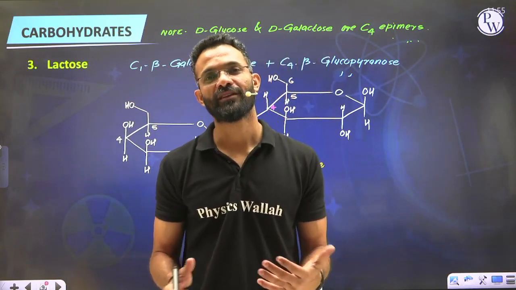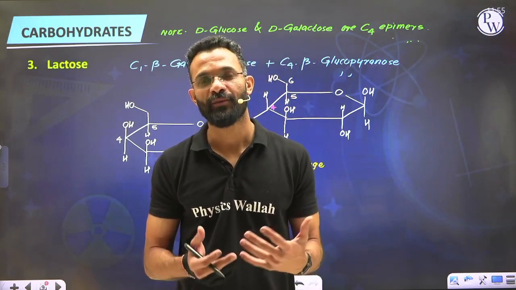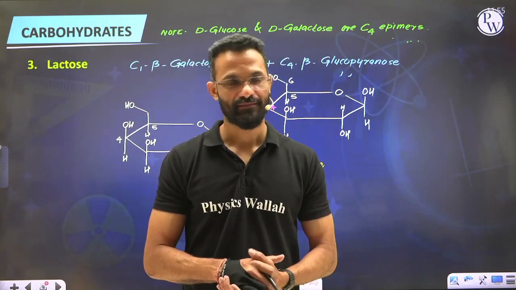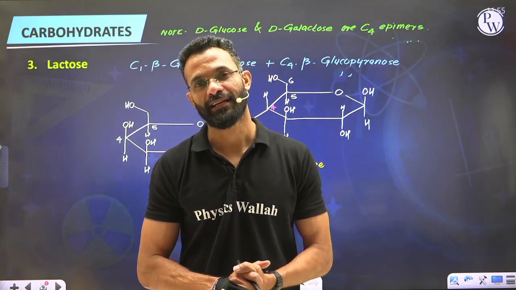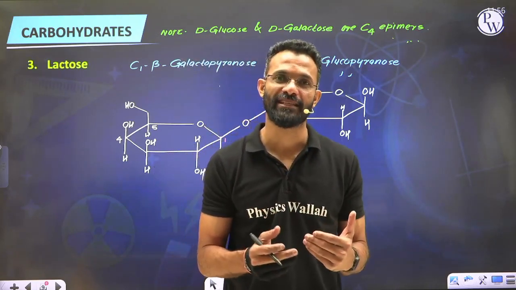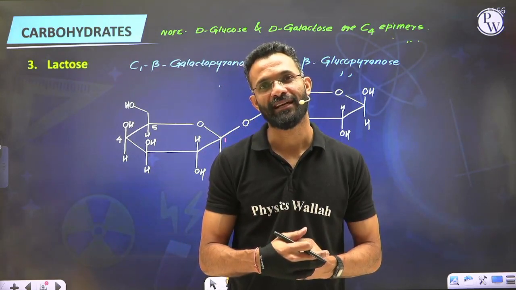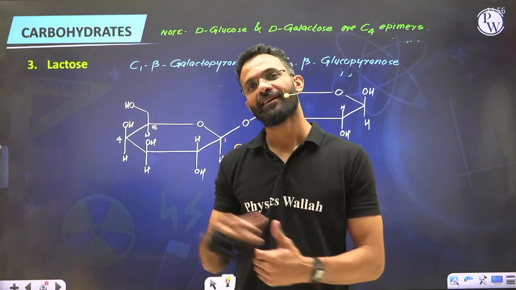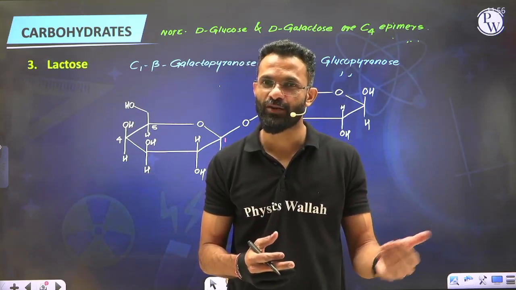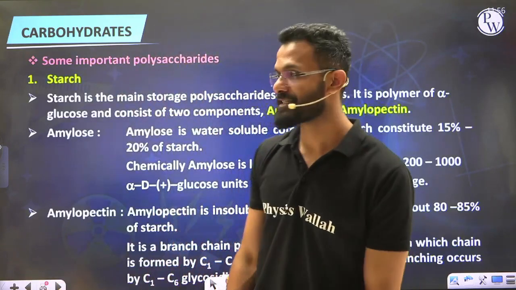In the process, we learned how to write Haworth projection. We learned how alpha and beta anomers exist, what is anomeric carbon, what is called mutarotation. Then we learned some important disaccharides. We studied a simple table to remember the composition of those disaccharides, out of which so far we have studied drawing the structure of 3 important disaccharides, that is sucrose, maltose and lactose. Cellobiose, of course, we are going to see when we study cellulose, because soon after this what we are going to learn is some important polysaccharides.